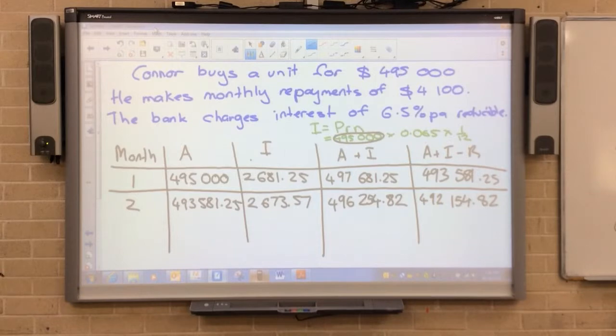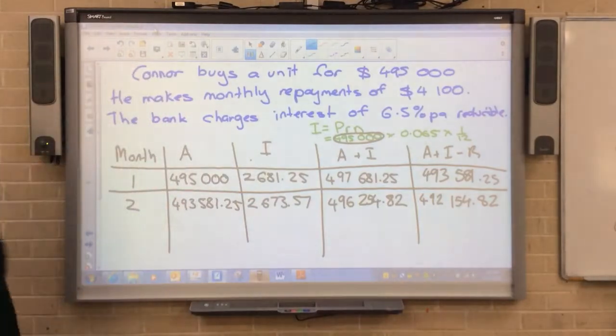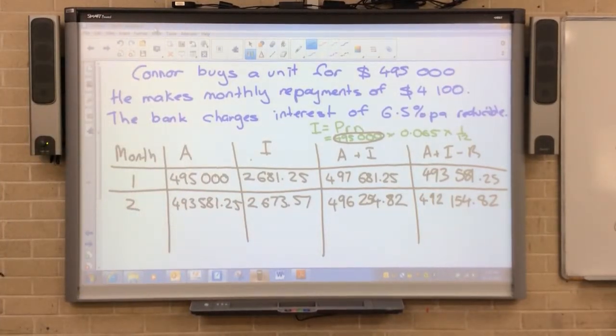Okay, now if we kept going, we could eventually pay the house off. In reality, it'd be a lot quicker to just set up an Excel spreadsheet and keep going down until we work out where we owe the bank no money. Okay, so everyone follow that example of how we set it up.